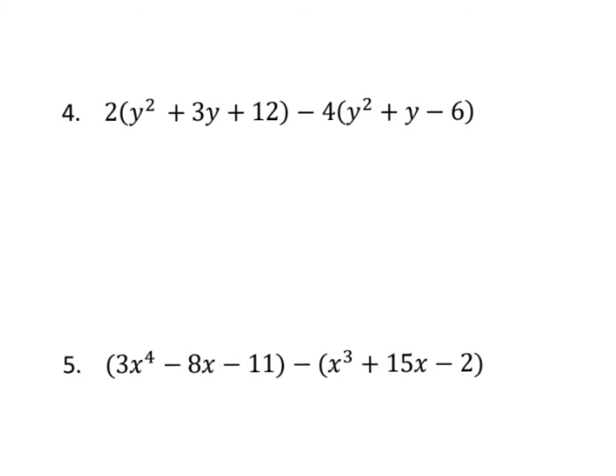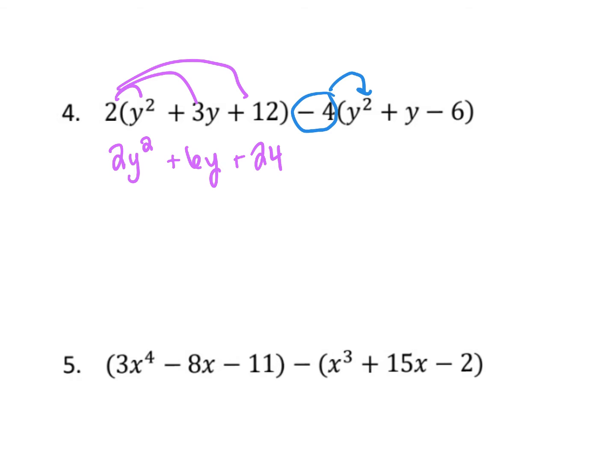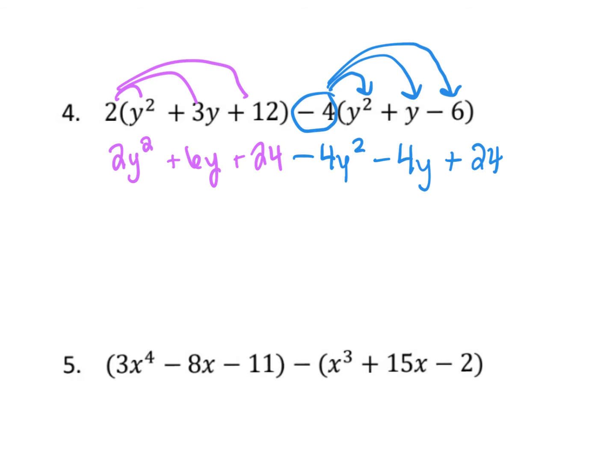In number 4, we have to do the distributive property first. So I have to multiply my 2 to everything here, giving me 2y squared plus 6y plus 24. And then I'm going to multiply my negative 4 to everything here. So that gives me minus 4y squared minus 4y plus 24. Because remember, a negative number times a negative number is a positive number.